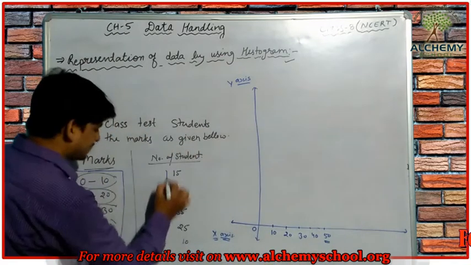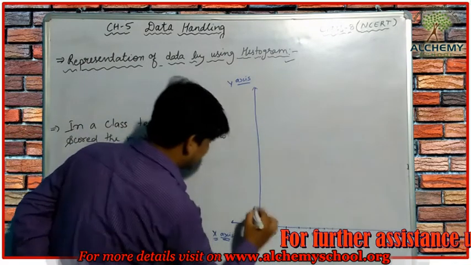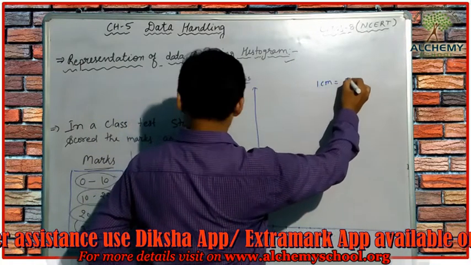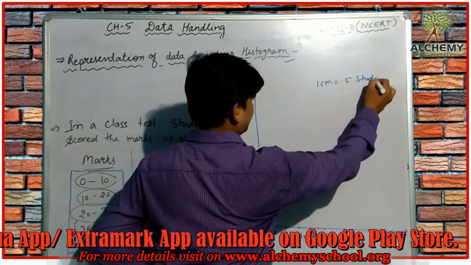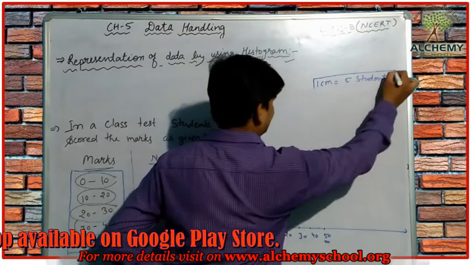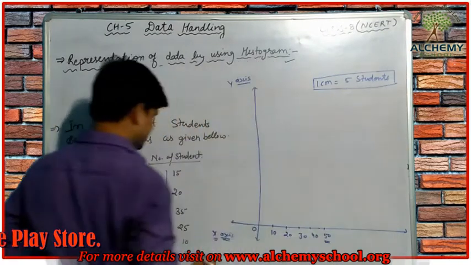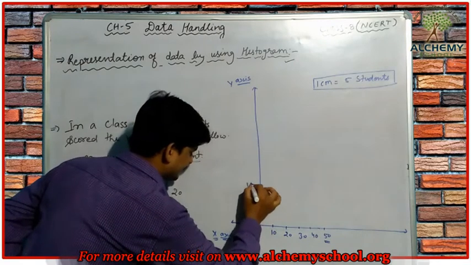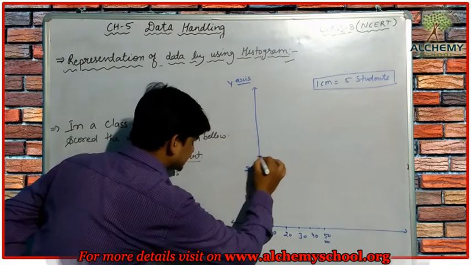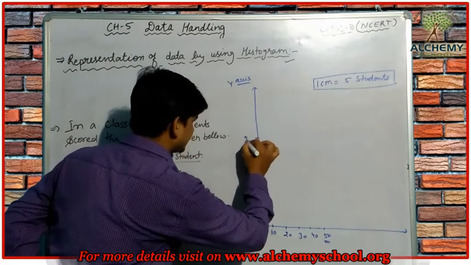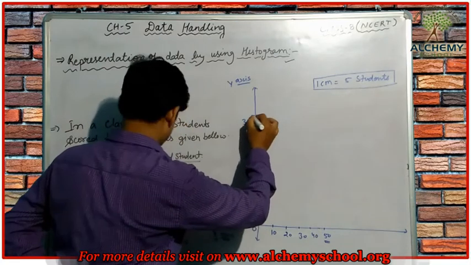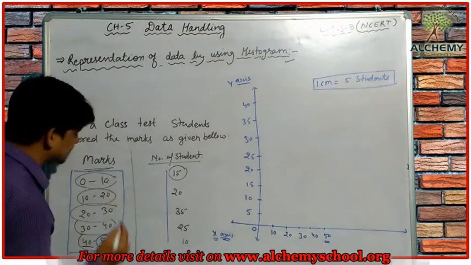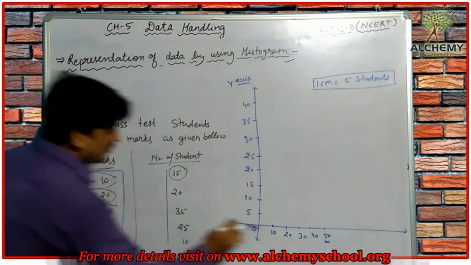Now the number of students we can represent on y-axis, and we can choose one scale to represent the number of students. So 1 centimeter represents 5 students. We have to choose one appropriate scale to represent the given information. So first centimeter, 5 students, second 10, 15 students, 20 students, 25 students, 30, 35 and 40.